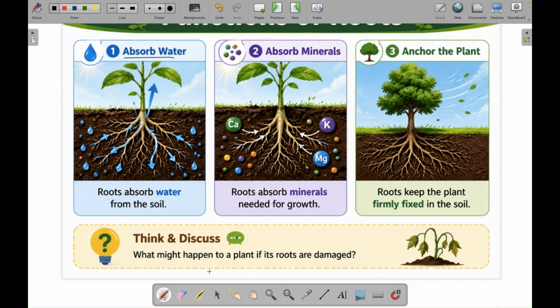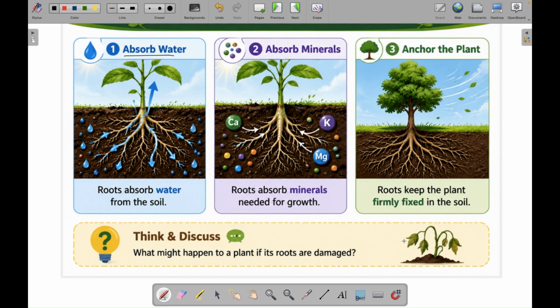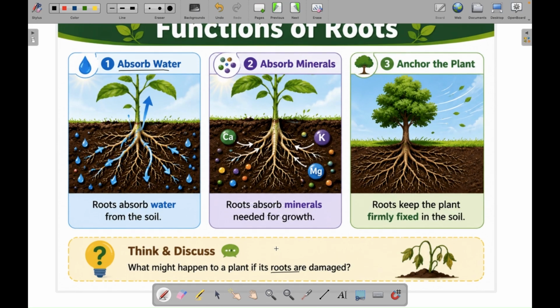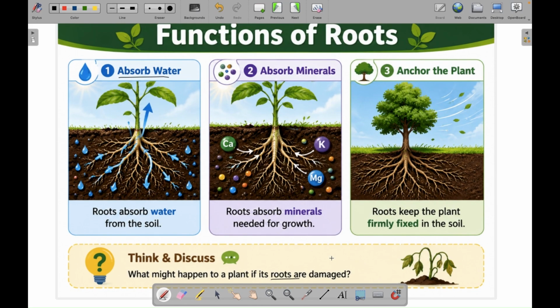What might happen to a plant if its roots are damaged? Think about this. What will happen if roots are not there? Whenever you get a question like this, just try to see what the function of the root is. That function will not be served. For example, if roots are damaged, the plant will not be able to absorb water. It will not be able to absorb minerals. The plant will not be anchored.